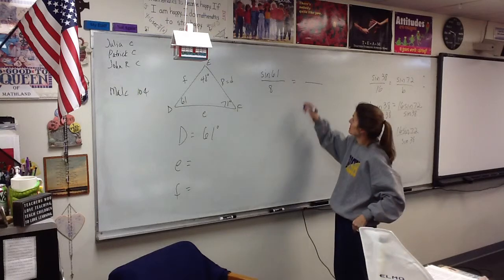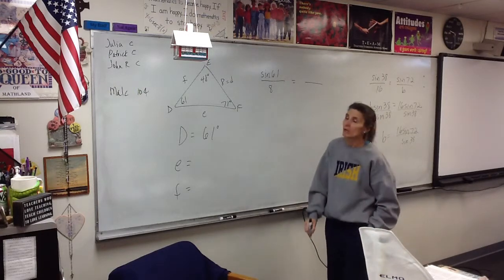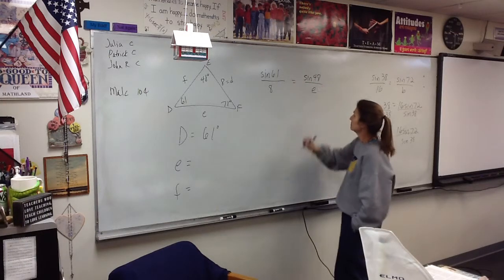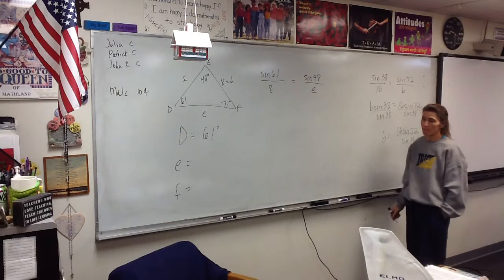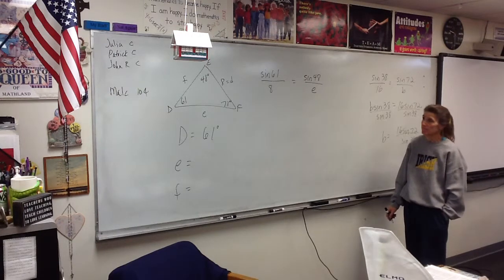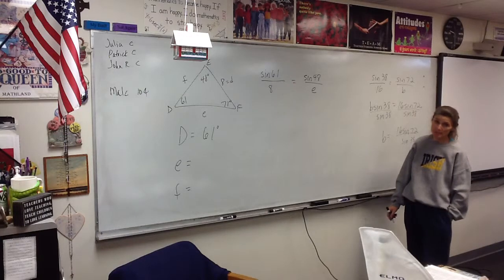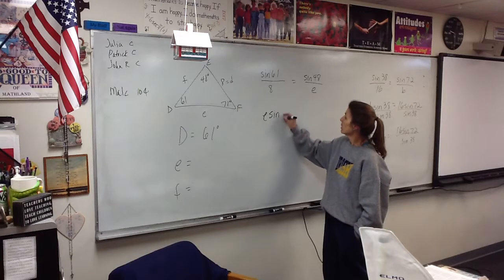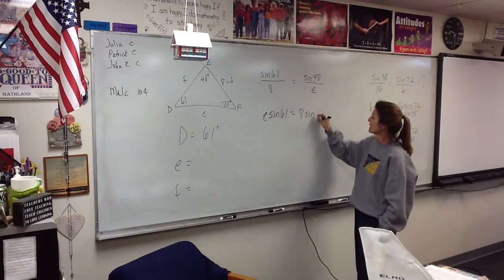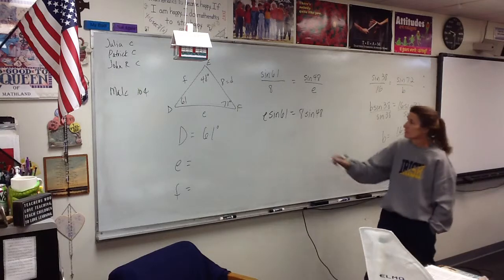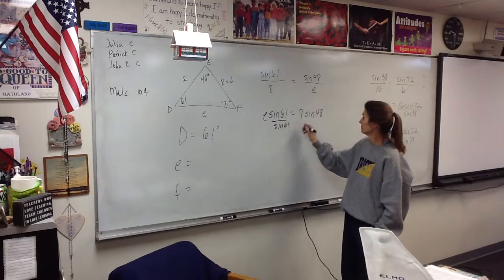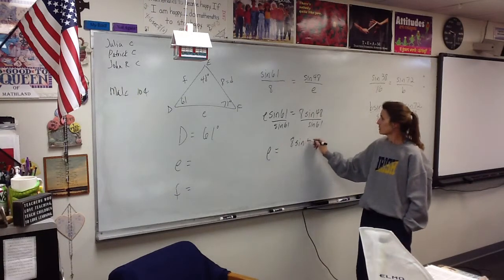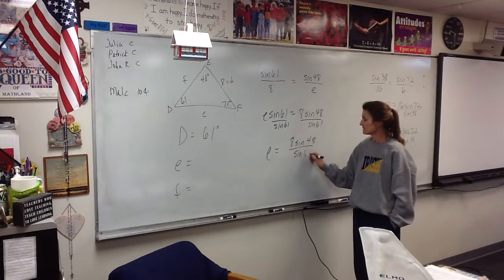Now let's find E next. Does it matter? No. I'm just finding E next. So sine 48 over E. If you want to find F, go for it. I'm going to find it in a minute. I have to find them both, and the order doesn't matter. Cross multiply. E sine 61 equals 8 sine 48. Divide by sine 61. So E equals 8 sine 48 over sine 61.